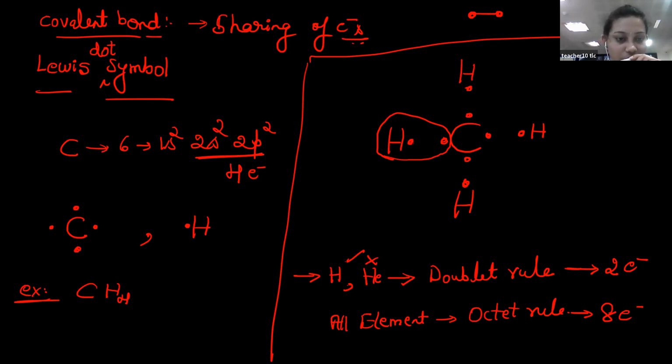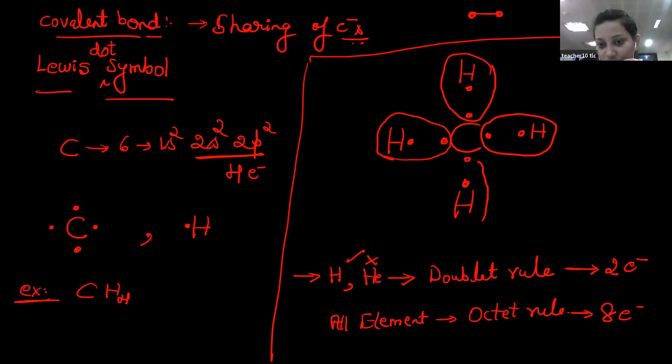So does hydrogen obey the doublet rule? Yes, 2 electrons are there. This is the doublet of this hydrogen. Here 4 hydrogen atoms are there. All 4 hydrogen atoms obey the doublet rule.